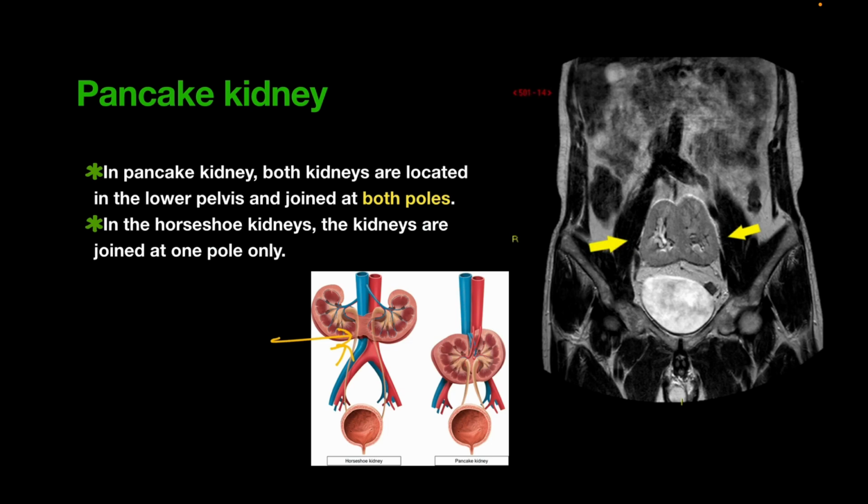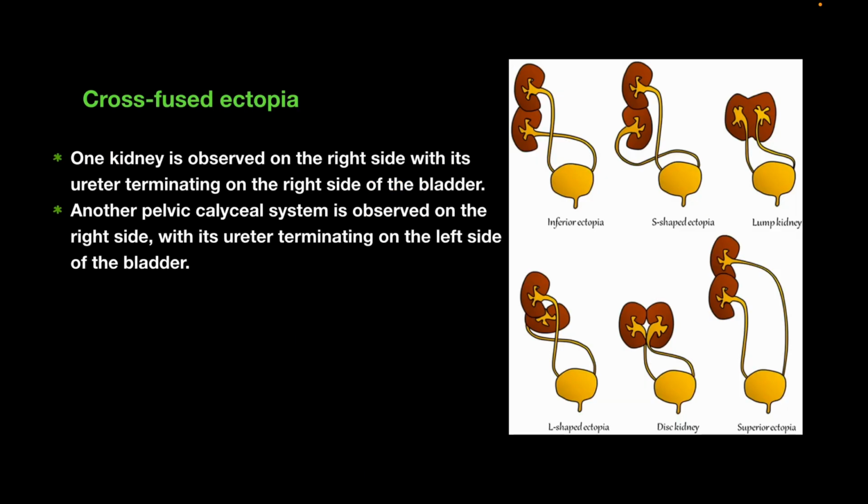Now the next anomaly is crossed fused ectopia. There are different types of crossed fused ectopia. Here, one kidney is observed on the other side with its ureter terminating on the right side of the bladder. The other pelvicalyceal system is observed on the right side with its ureter terminating on the left side of the bladder. So this is crossed fused ectopia.